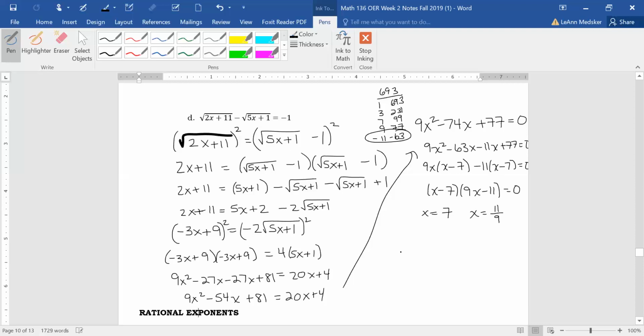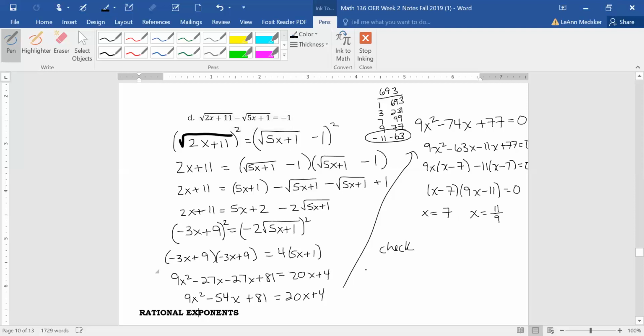Now, here's the fun thing. After doing all of this work to get rid of both radicals and then having to solve a really not so much fun quadratic equation, which you could have solved with the quadratic formula if you didn't want to try to factor it, this is what we're down to. We don't know if either one of those solutions works, so we have to check them.